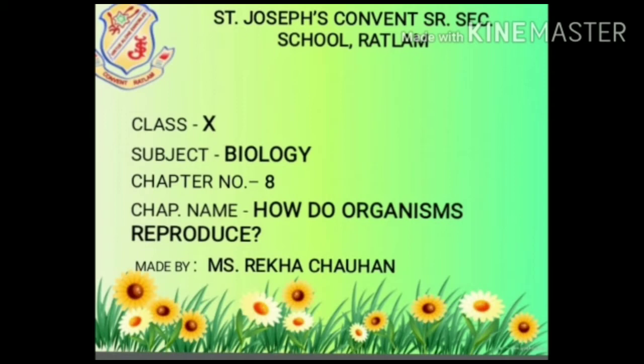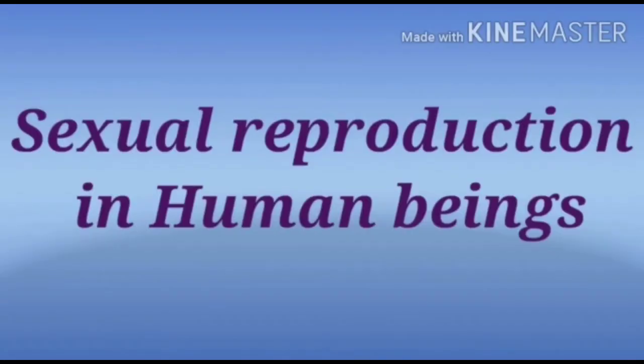We were dealing with chapter number 8, How do organisms reproduce? In this chapter, we discussed in the last video what are the changes taking place in an individual at its adolescence stage. Today we are going to discuss sexual reproduction in human beings. So let us first discuss the male reproductive system.